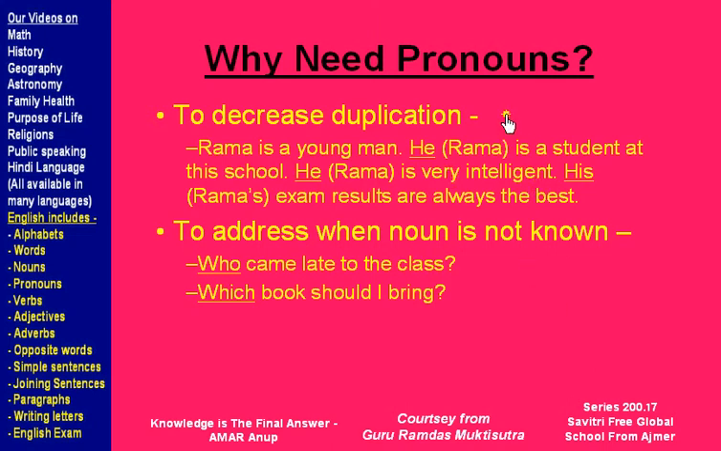First one is to decrease the duplication of noun when we are talking. I give you an example. Suppose I say Rama is a young man, Rama is a student at this school, Rama is very intelligent, Rama's exam results are always the best. Here I have used the noun Rama 4 times, so it is very repetitive.